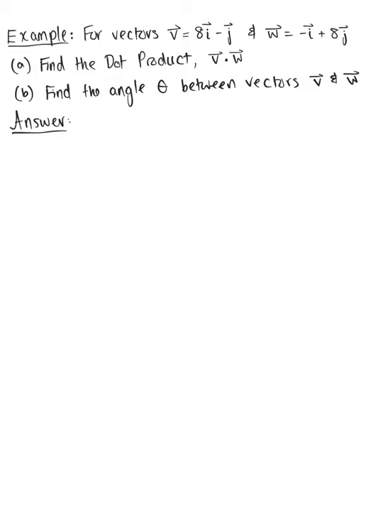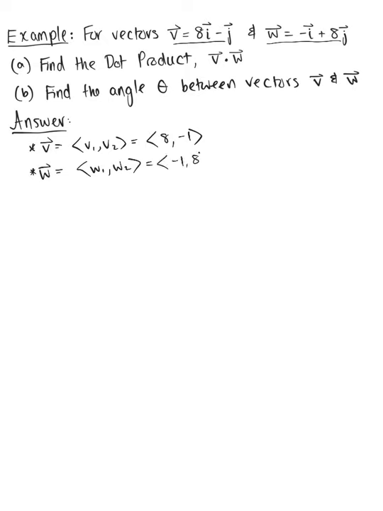In this example, we are given two vectors in their standard unit form, and we are asked to compute the dot product between these two vectors and to also find the angle theta between the two vectors. So here we are given vector v, so I'm just going to rewrite this in its component form, v sub 1, v sub 2, and that's 8, negative 1. And then we have vector w, so w sub 1, w sub 2, and that is negative 1, 8.